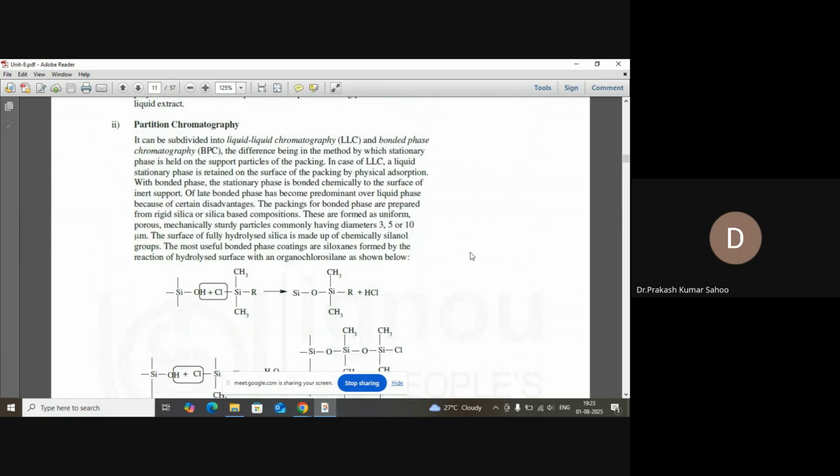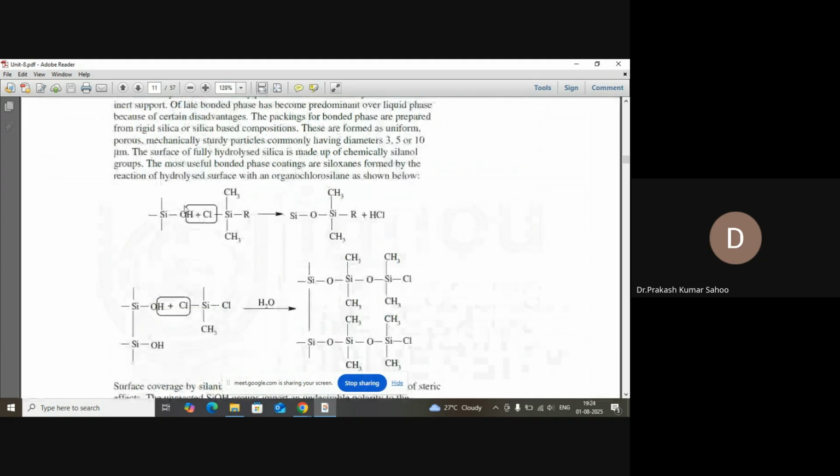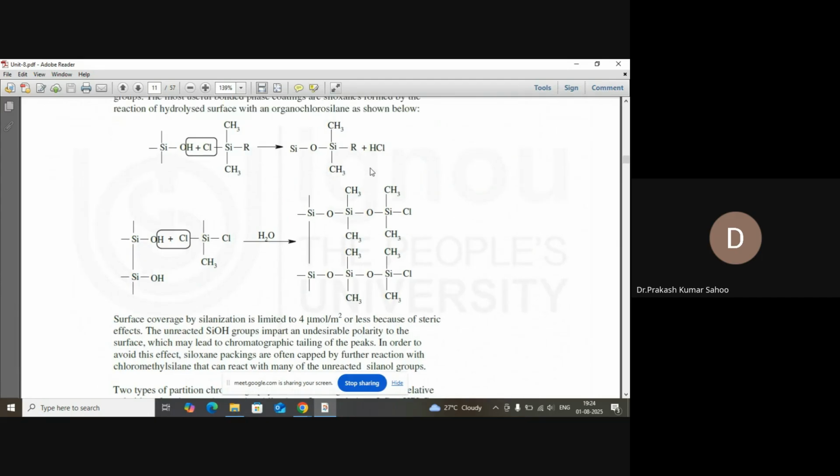After that is partition chromatography, which is liquid chromatography, where one liquid acts as the mobile phase and another liquid acts as the stationary phase. Here the partition or distribution coefficient is measured. And this is your silicone or siloxane, forming a cross chain or cross-link. This is silicones, cross-linked silicones.